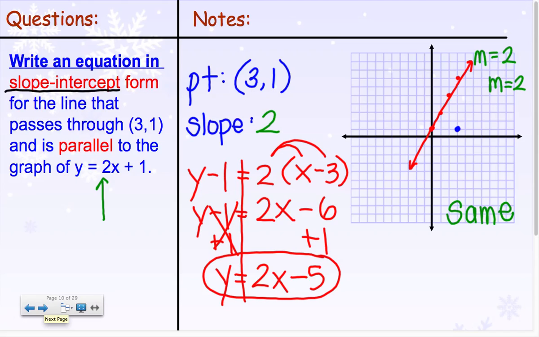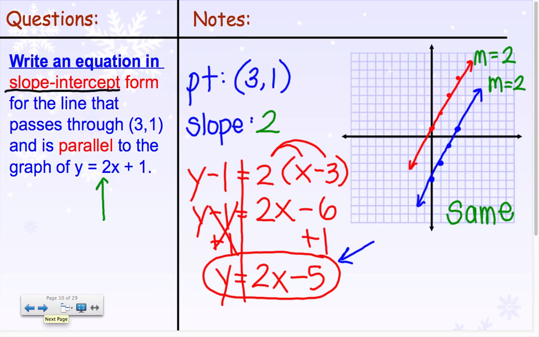Now I can graph this equation, and if I did it correctly, it should go through that blue dot that I already have on my coordinate grid. My first dot is going to go at negative 5. 1, 2, 3, 4, 5. And then I'm going to rise 2, run 1. I didn't hit my blue dot yet, but I should. Rise 2, run 1. Rise 2, run 1. I went through that coordinate point (3, 1), and if you look at my graph, those lines are parallel to one another. So the answer for this problem is the equation y equals 2x minus 5.